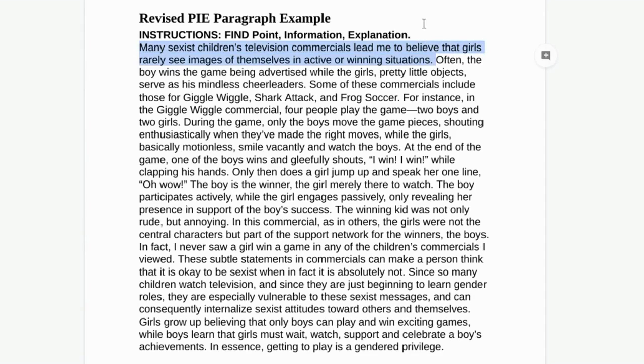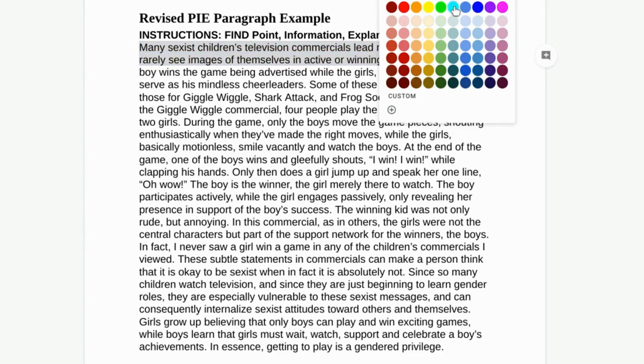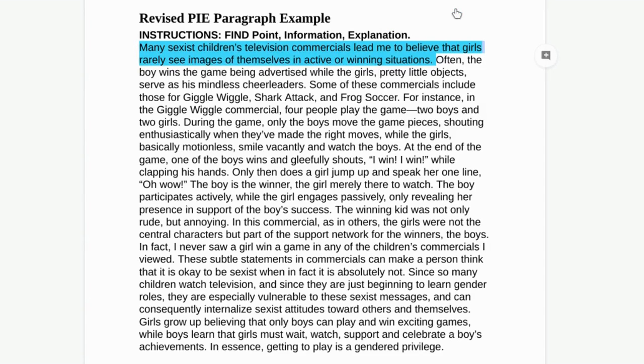All right, so I'm going to go ahead and highlight that. I don't know, teal, right? This sentence is implying that children's commercials don't show girls images of themselves and are therefore sexist. Note how they say why, right? They don't just say this is a sexist commercial. See here, look for yourself. They say this is a sexist commercial and this is why it's sexist and who it's sexist to. I mean, it could have been sexist to the boys.